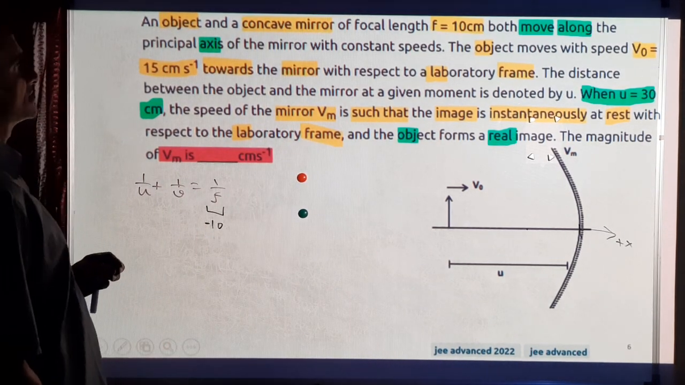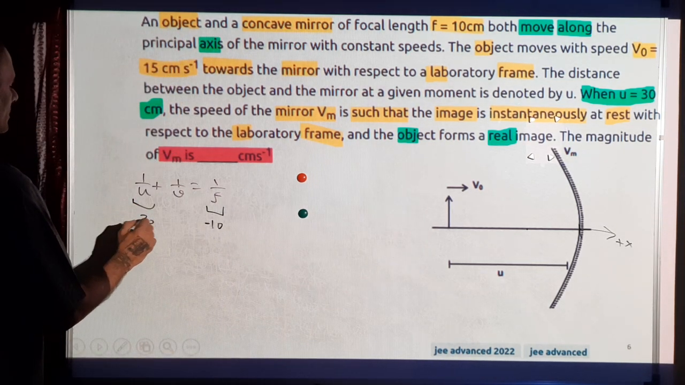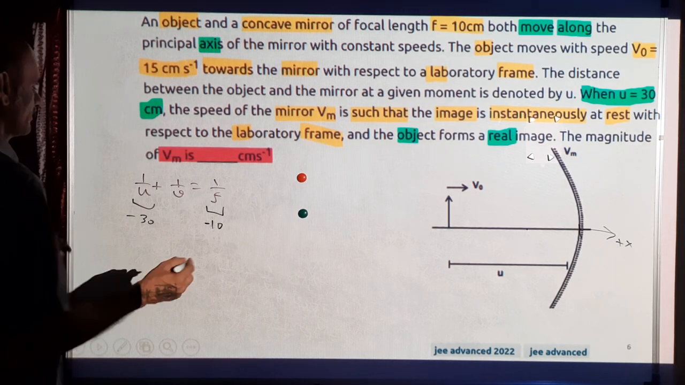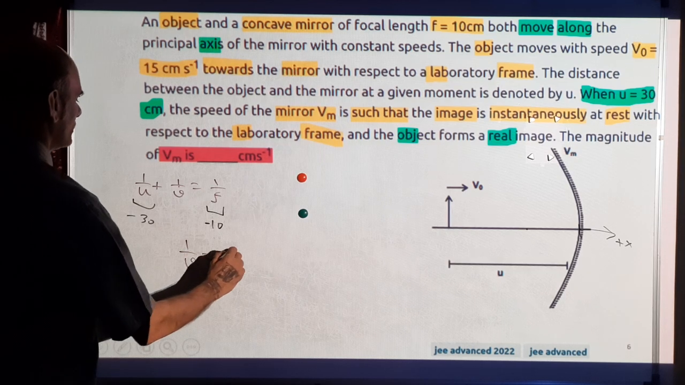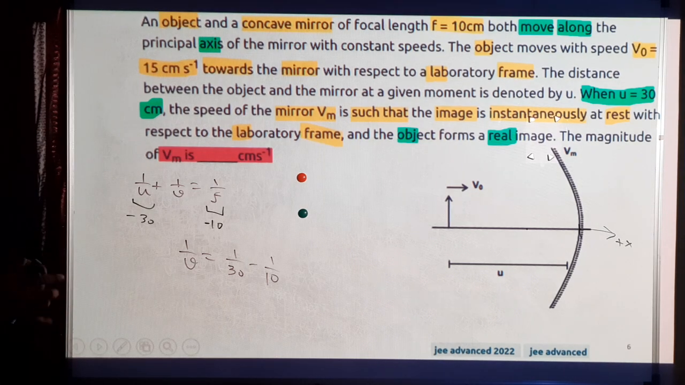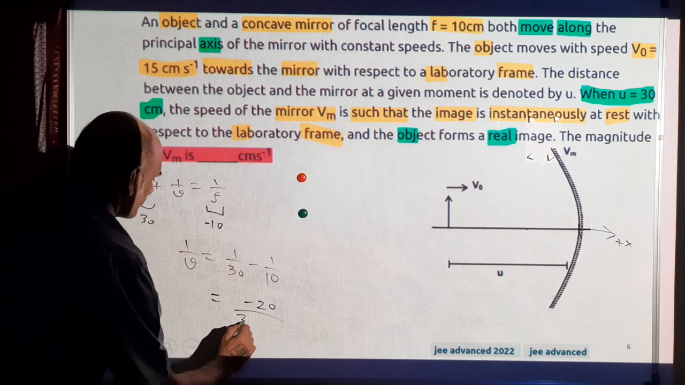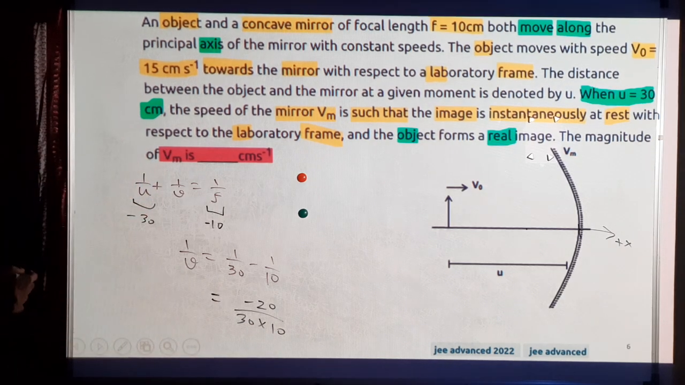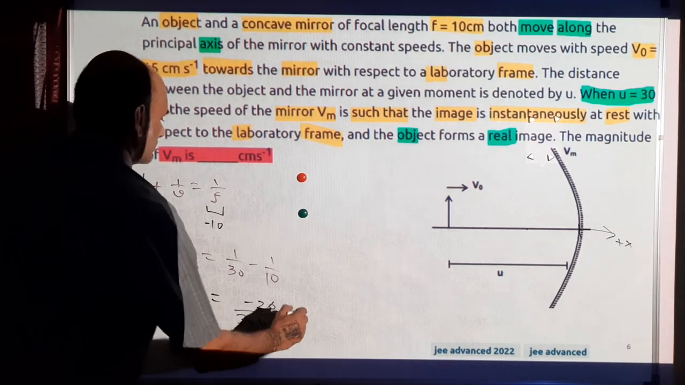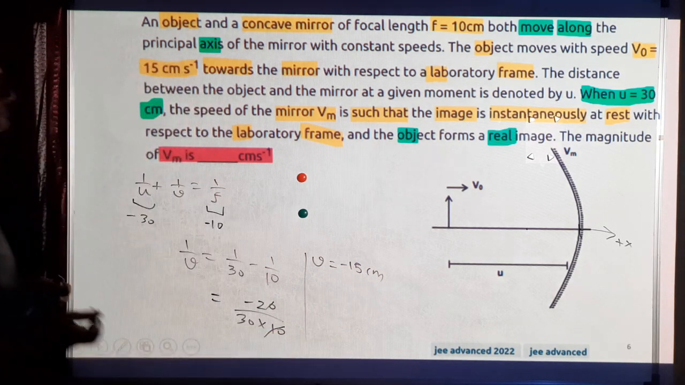And object distance is 30 cm on the left side. So u is 30 with the minus sign. So this will give v in centimeter. So 1 by v equal to 1 by 30 minus 1 by 10. So cross multiply: minus 20 by 30 into 10. So v is minus 15 centimeter.